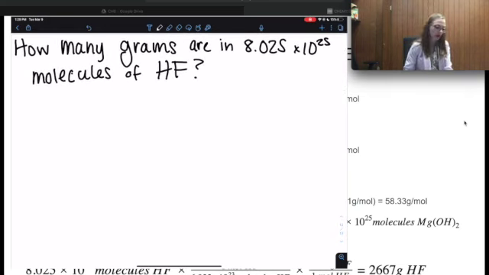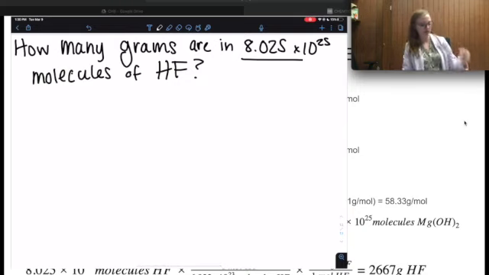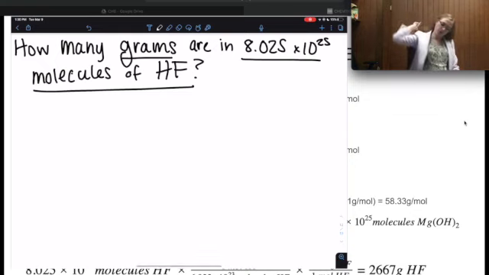All right. One last example here before we get on to the last topic of the chapter. So let's go ahead and do the last example, which is how many grams are in 8.025 times 10 to the 25th molecules of HF, which is hydrofluoric acid. So we have hydrofluoric acid this time. Don't forget, we have acid naming coming up on the exam too. So, all right, how many grams are in 8.025 times 10 to the 25th molecules of hydrofluoric acid?